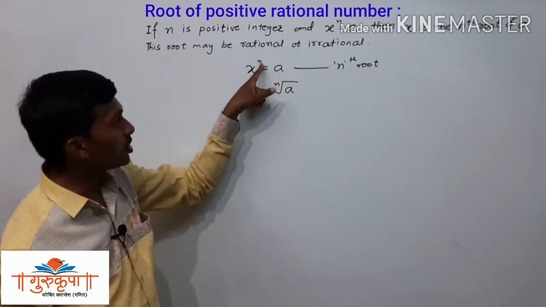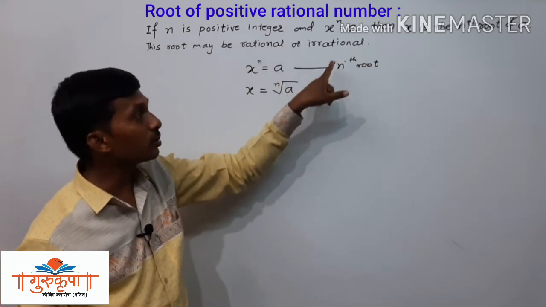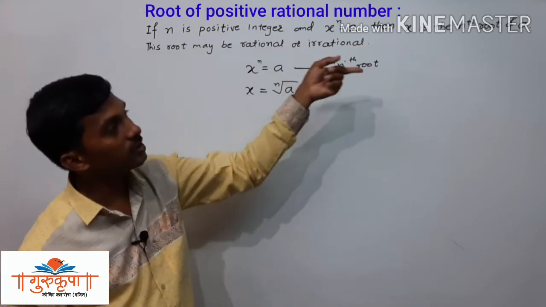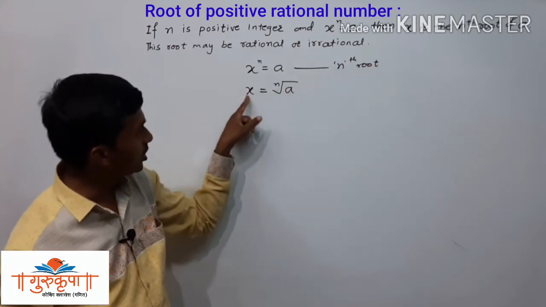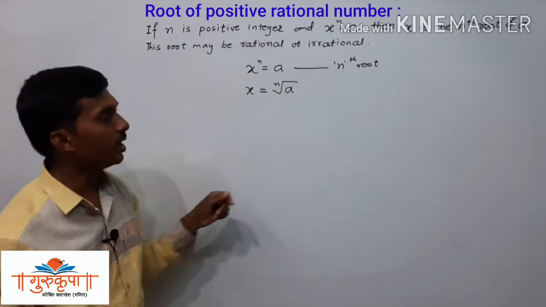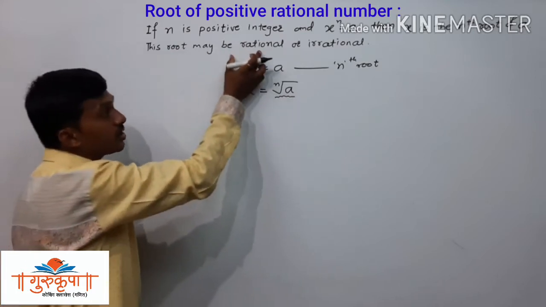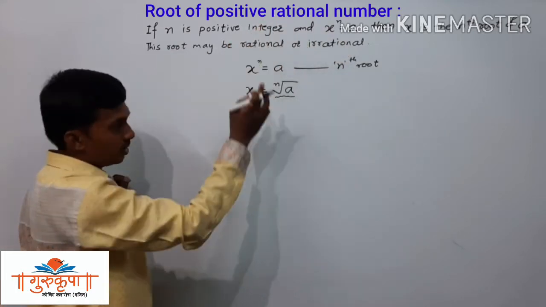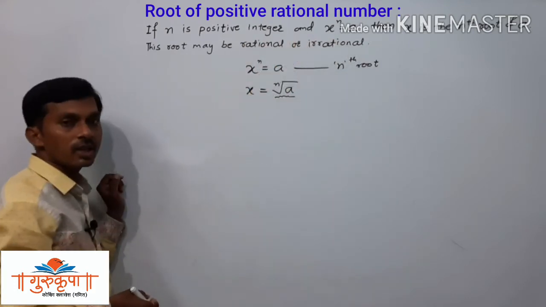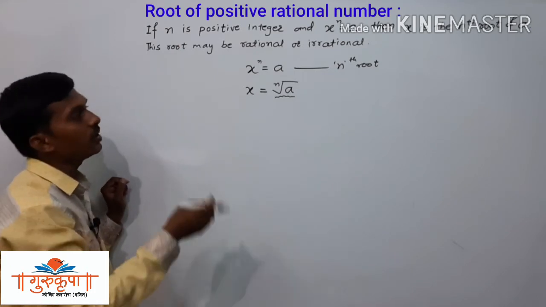If n is any positive integer and x raised to power n is equal to a, then x is the nth root of a. Here we write x is equal to the nth root of a, and this root is either a rational number or an irrational number. It depends upon the value of n. So here we will take examples.